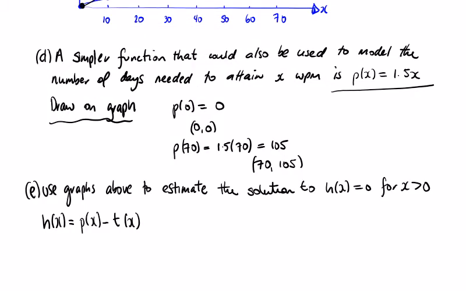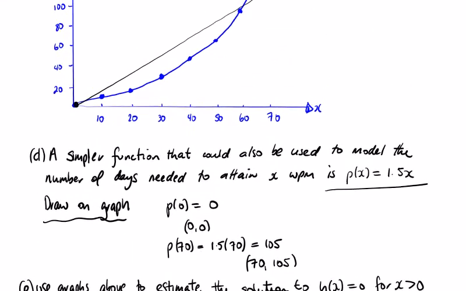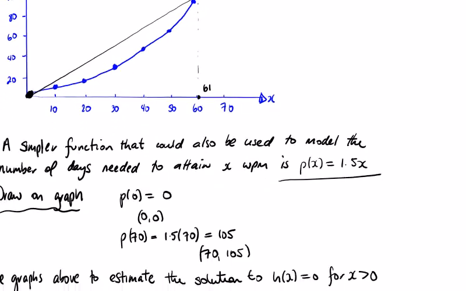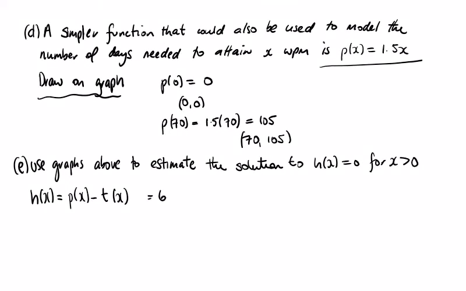Part E asks us to use the graphs above to estimate the solution to h of x equals 0 for x greater than 0, where h of x is equal to p of x minus t of x. Well, that's just a fancy way of looking for the point of intersection between the graphs, and they're not looking for the point at (0, 0). So this point here. So we drop our line down. We get to approximately, on my graph it looks like 61. The exact answer they're looking for is 62. The margin of error here is plus or minus 2. So anywhere between 60 and 64 will get full marks here.